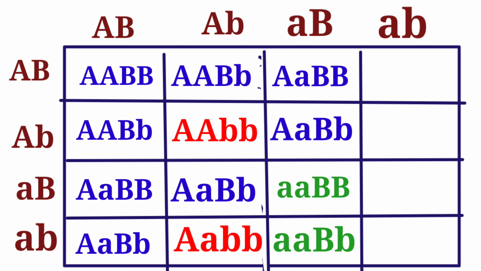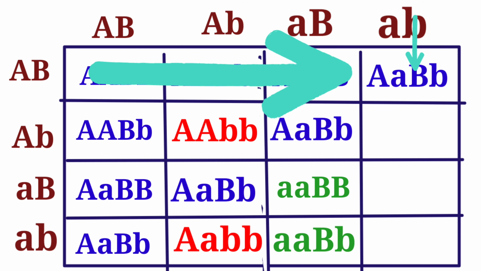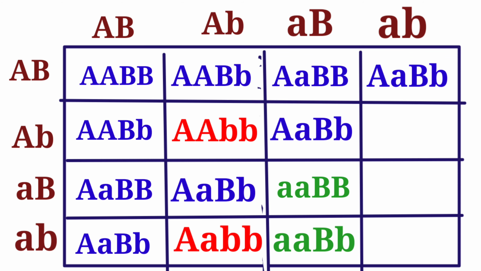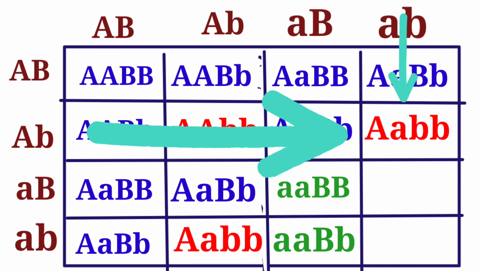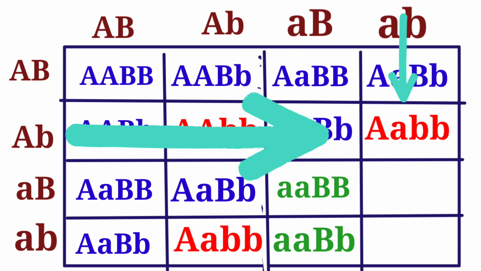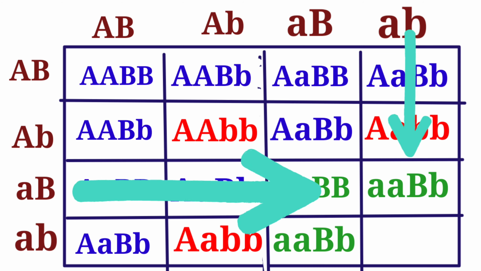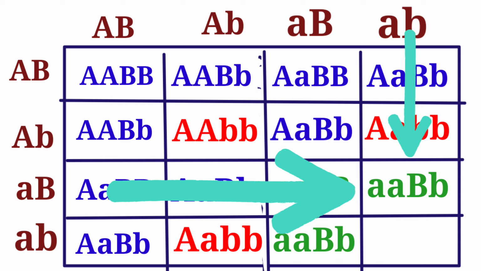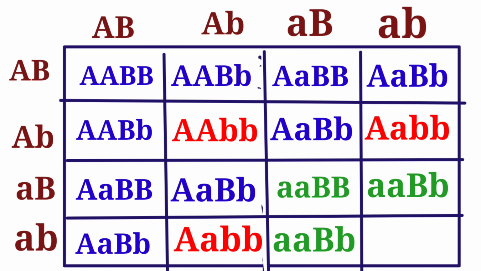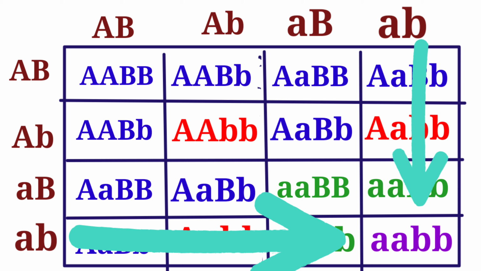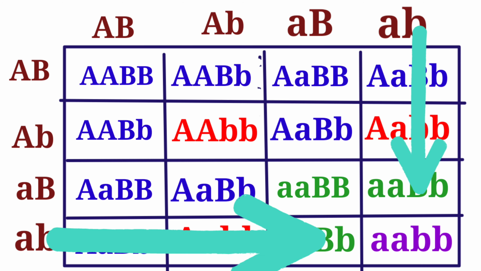Okay, so next is capital letter A with the small letter a and capital letter B with the small letter b. And then next to that is the capital letter A with the small letter a and all small letter b. And then all small letter a and capital letter B with the small letter b. Okay, and the last one is all small letter a and all small letter b.